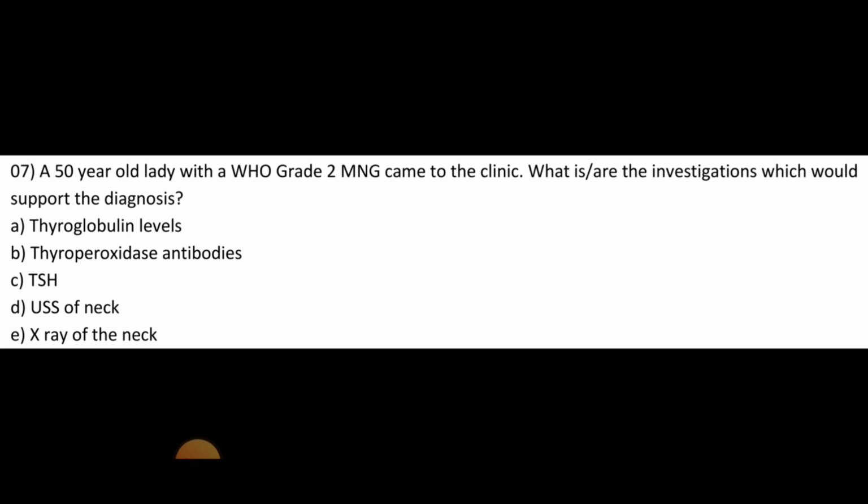Antithyroid peroxidase antibodies should not be the answer. It is not very indicated here because we don't suspect autoimmune thyroiditis in this patient. TSH of course we do, and ultrasound scan of the neck we can do. X-ray of the neck is not really indicated here. So the correct answers are TSH, ultrasound scan of the neck, and thyroglobulin levels also you can take as true.